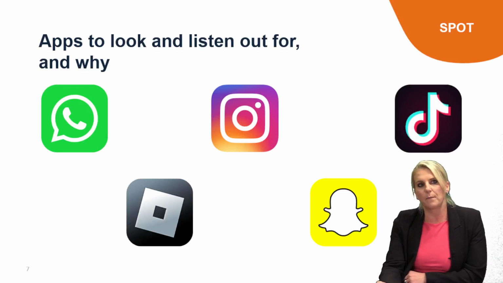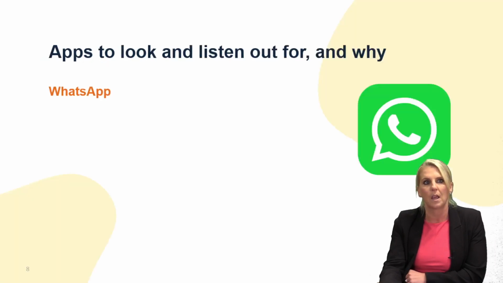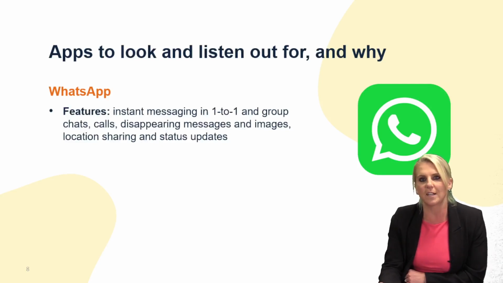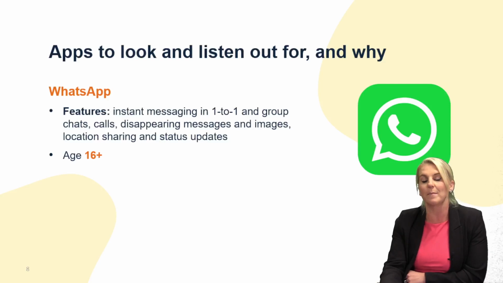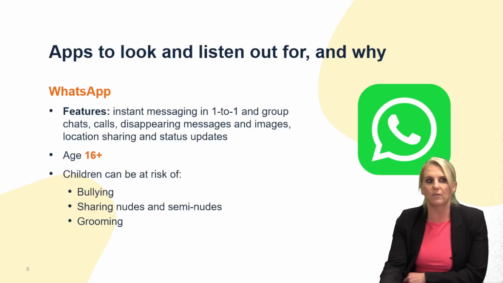So I wanted to talk to you about a few apps which are really important for you as parents to look and listen out for, and why they are so important. So WhatsApp, okay? I think what a lot of people don't realise about WhatsApp is that the actual age recommendation is 16 plus. It features instant messaging in one-to-one and group chats and calls, but it's also got a new feature recently which allows disappearing messages and images. And you can set the time that these messages disappear. So it could be 24 hours, but it could be more instantaneous. And that therefore increases the likelihood of potential bullying happening online, or sending photos and then them quickly disappearing. So within this, children can be at risk of bullying, sharing nudes and semi-nudes, but also grooming as well.